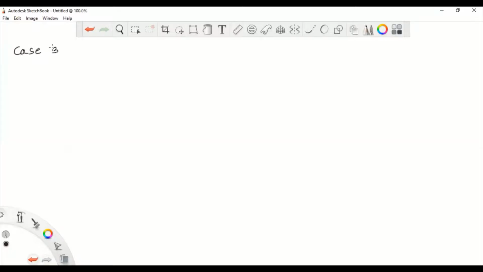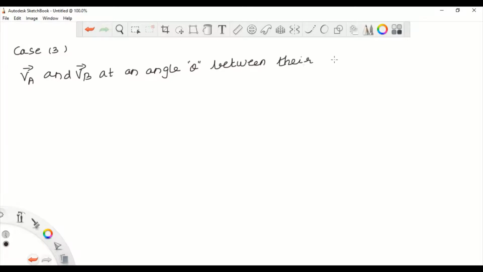So case 3. Consider the velocities VA and VB. Okay. So VA and VB are two velocities of the two bodies A and B at an angle theta between their directions.